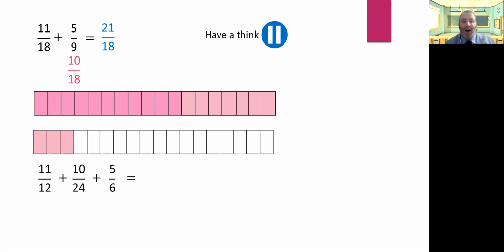You know why. I like things to be neat and sorted out. So I'm going to look at my bars. I've got 1 whole bar and I've got 3/18 left over. So I've got 1 and 3/18.